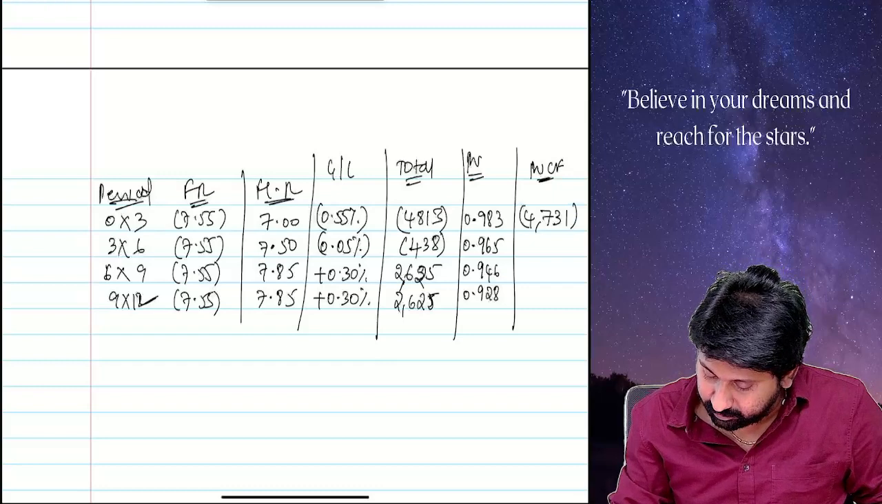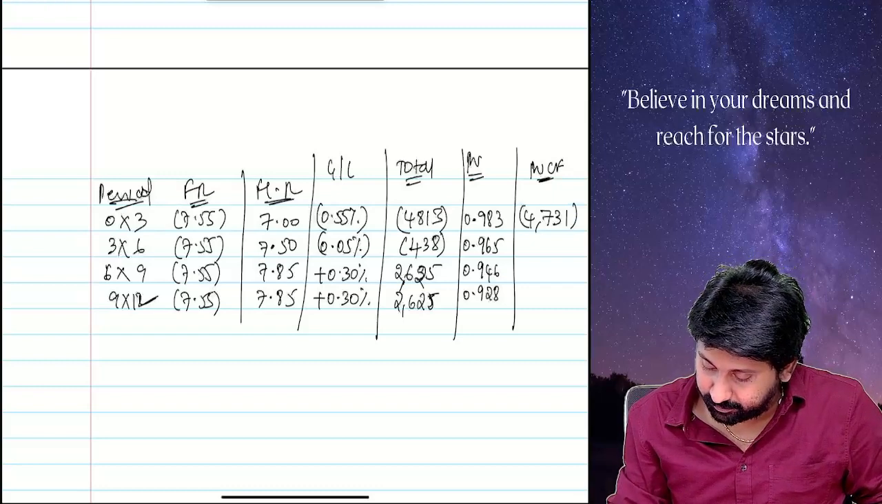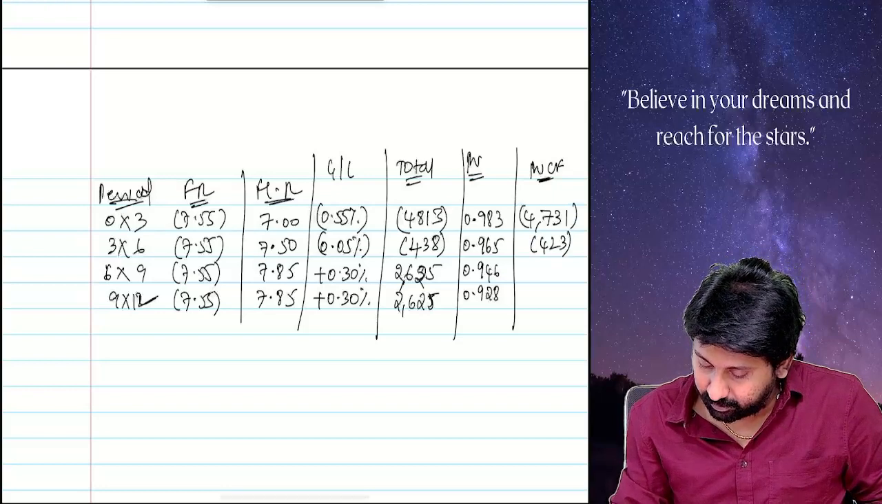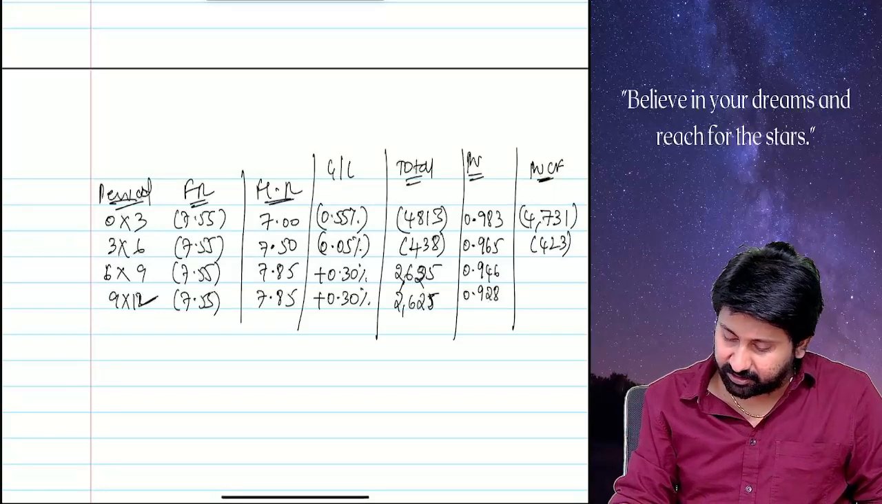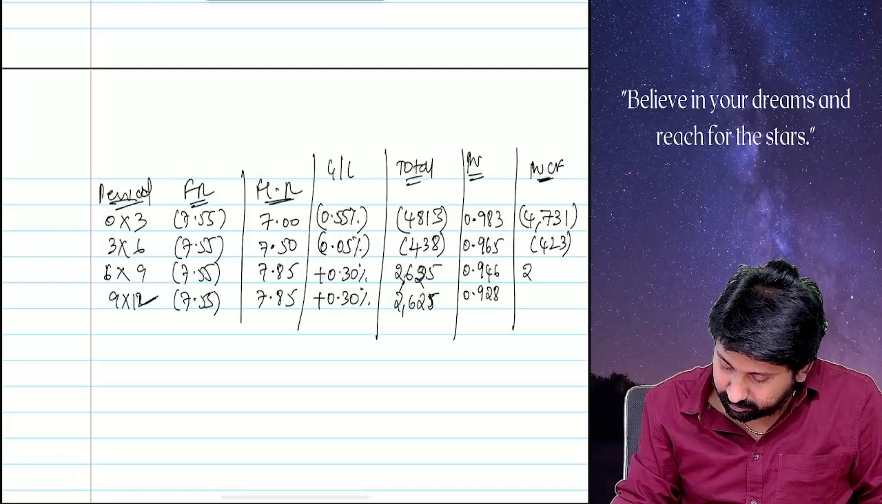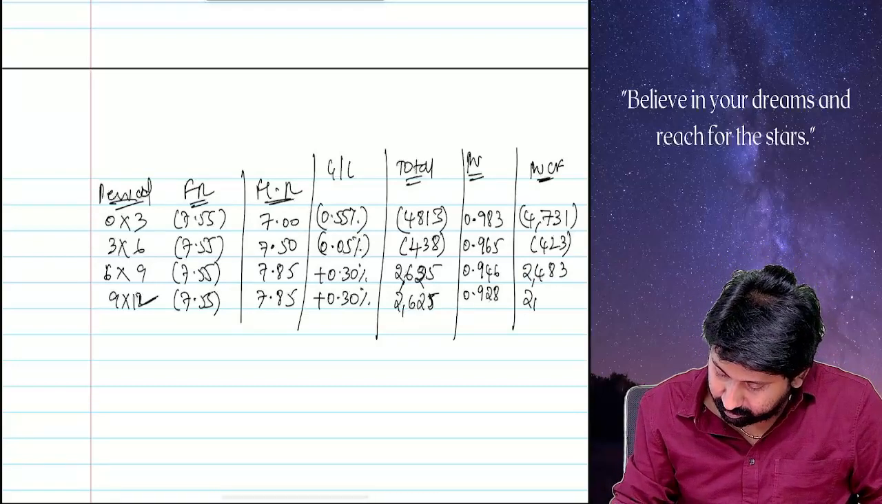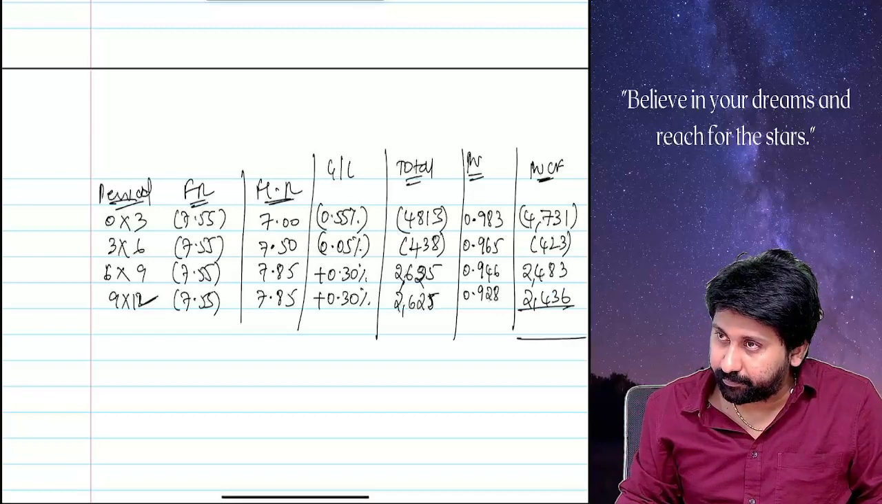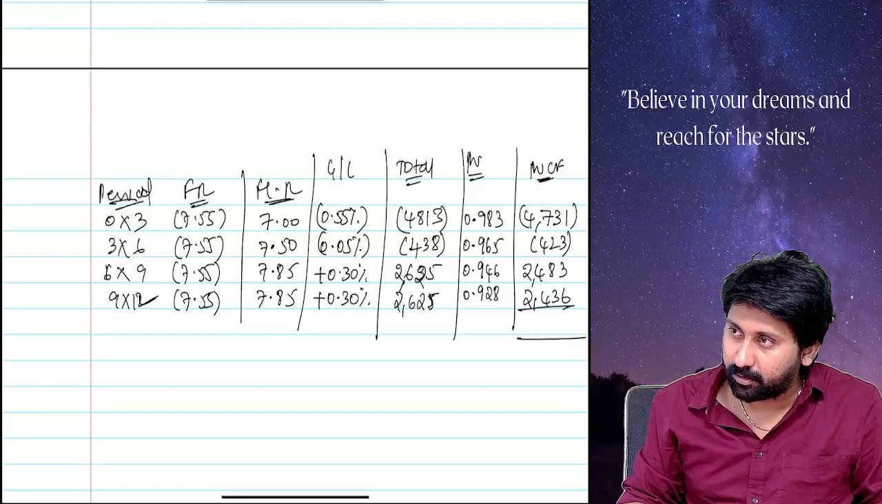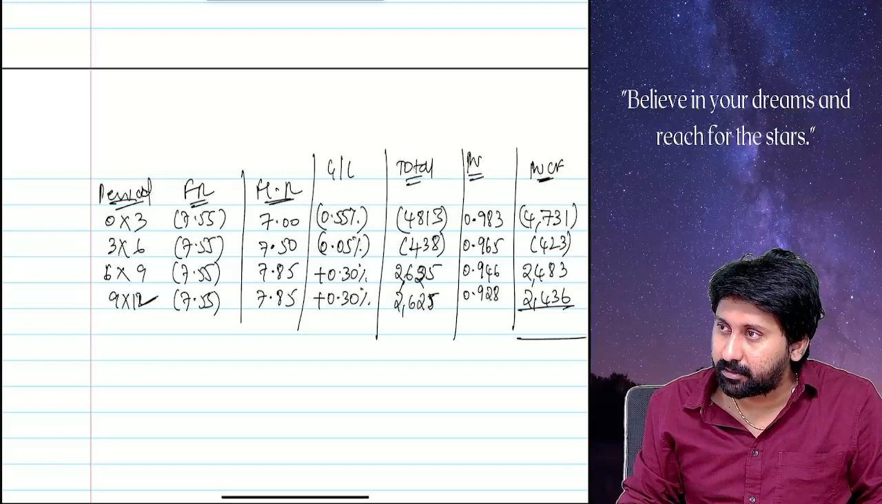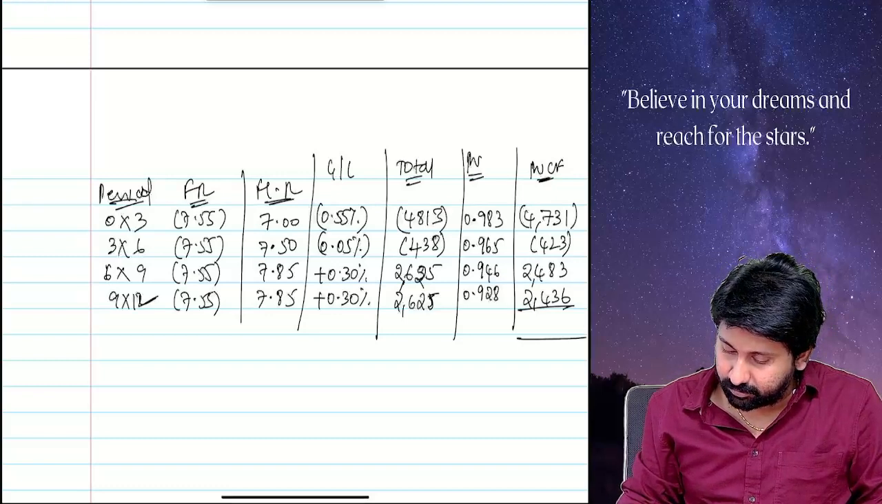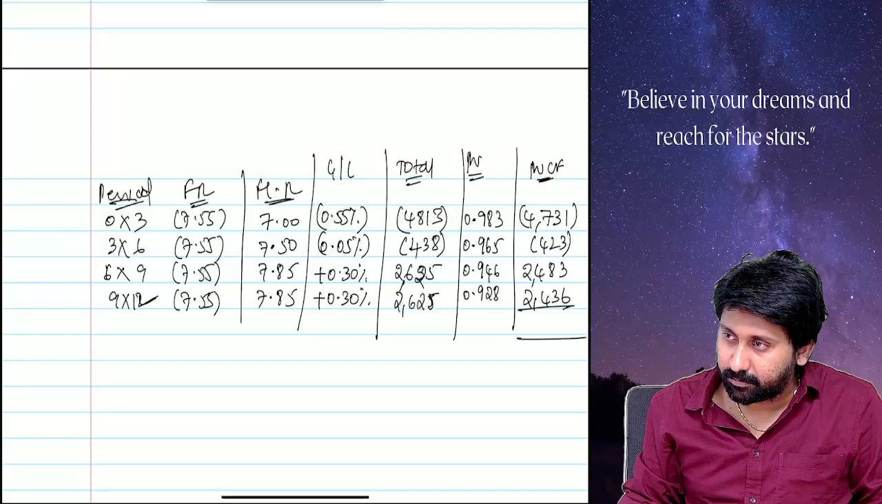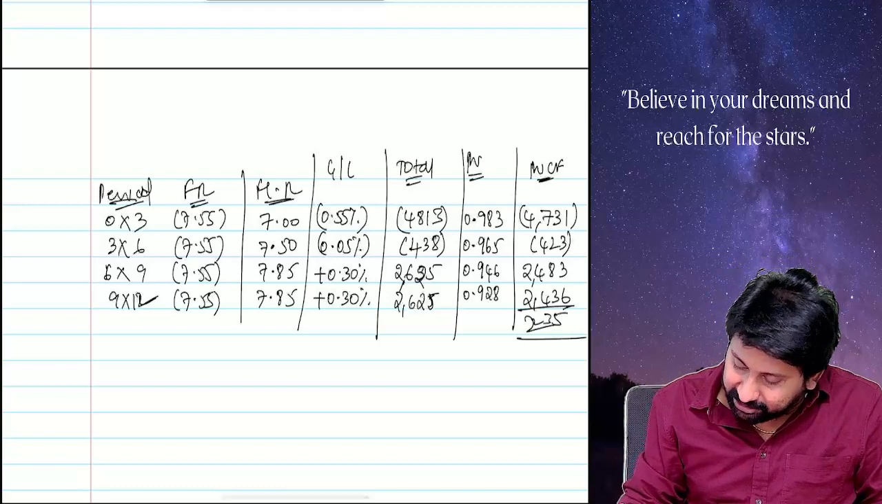Loss. Next. 2483. 2436. Total, almost 230. It should be actually 0.